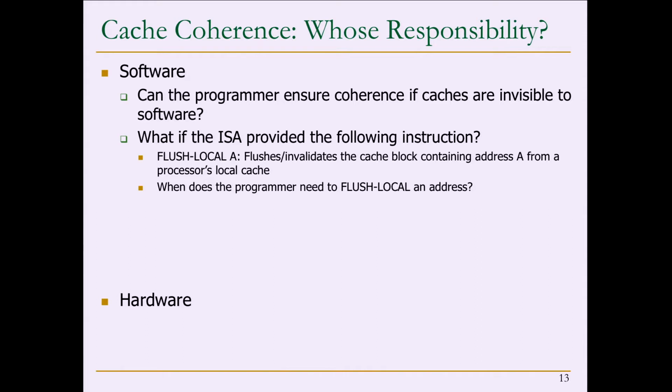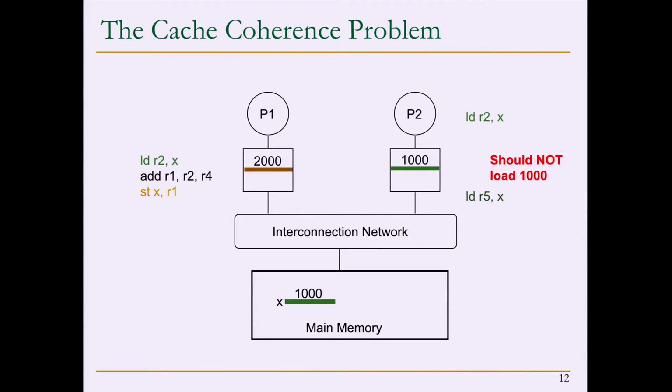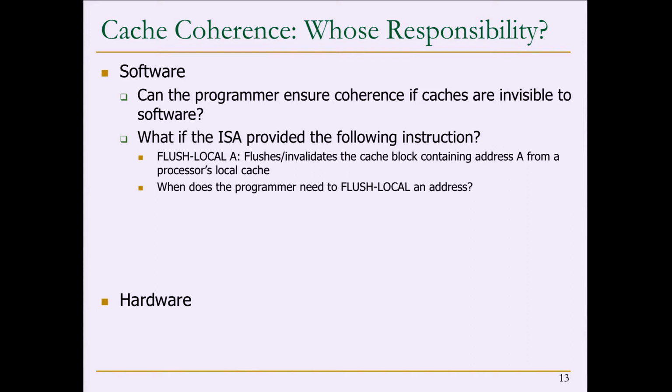When does a programmer need to flush local an address? So here, let's go back. Assuming you don't want to load 1000 here, and the only thing you have as a programmer is a flush local instruction, you can flush a cache block from your cache locally, deterministically. Would that help? I'm not sure, right? Because you don't know when this processor is loading, storing to this location. So whenever someone else does a store, you need to do a flush local. That's kind of weird. How do you communicate between those threads? So maybe this is not a good abstraction, right?